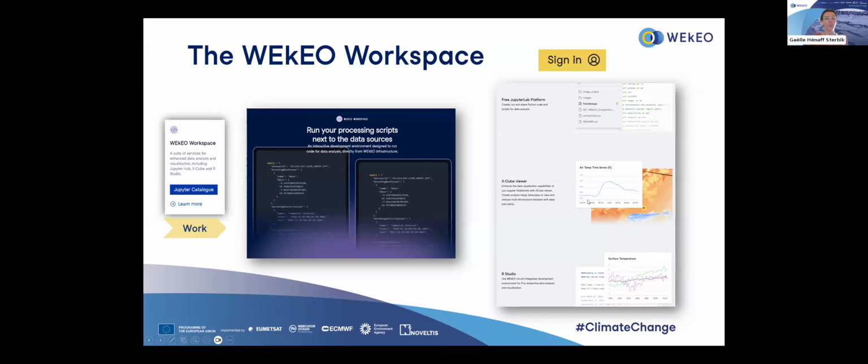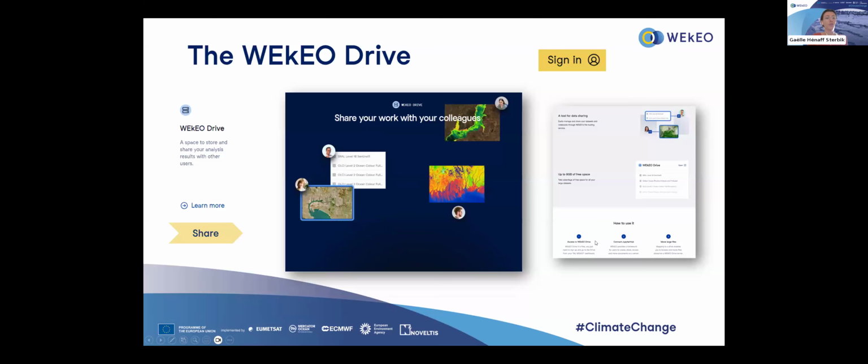Then you also have the WEkEO workspace, which was formerly known as the WEkEO Jupyter Hub, which goes beyond just Jupyter Notebook, offering the full Jupyter Lab environment where you can explore data, perform basic analysis, and follow interactive workflows. It is suitable for everyone, from beginners to advanced users, and includes access to Jupyter Lab, RStudio, and the Xcube viewer for visualizing data cubes. And for this, the access requires a registered WEkEO account.